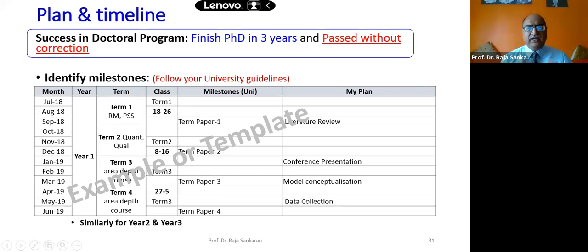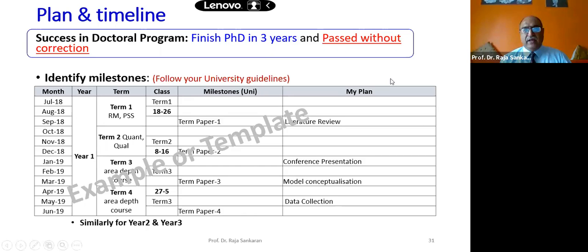Okay, then I said, what should the milestones be? I need to clear each of the terms. So you have to break it down for every milestone to be achieved for this PhD term. And then I said, okay, these are the milestones, and then what would be my plan? So I started my literature review right in the beginning. I even started in the initial phase itself.